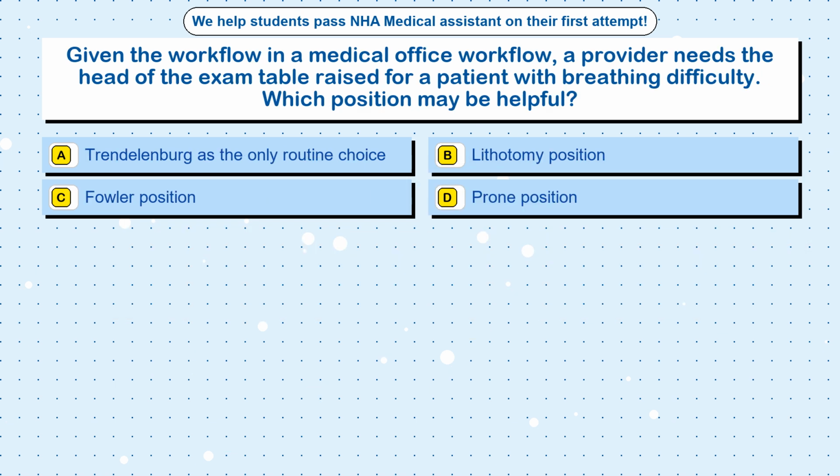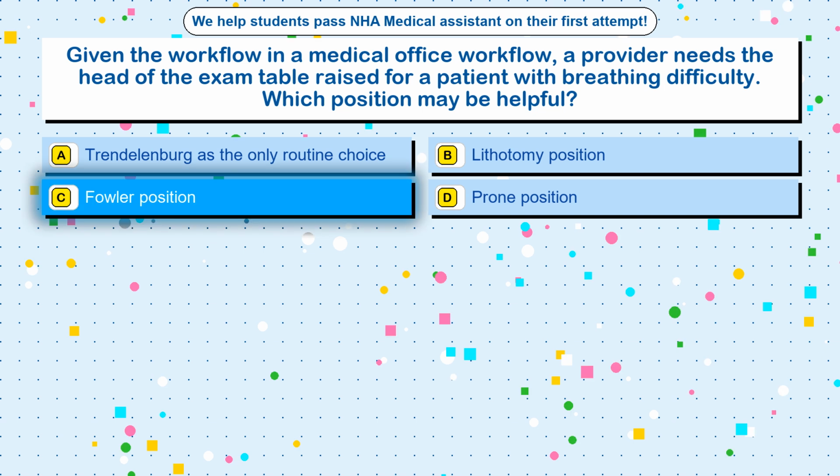Question 57. Given the workflow in a medical office workflow, a provider needs the head of the exam table raised for a patient with breathing difficulty. Which position may be helpful? Option A, Trendelenburg as the only routine choice. Option B, lithotomy position. Option C, Fowler position. Option D, prone position. The correct answer is option C, Fowler position.